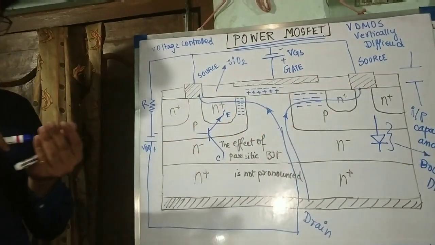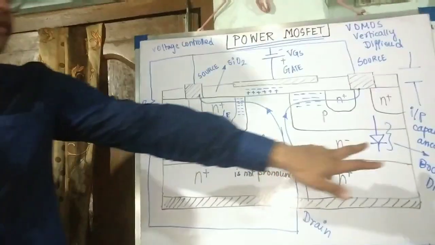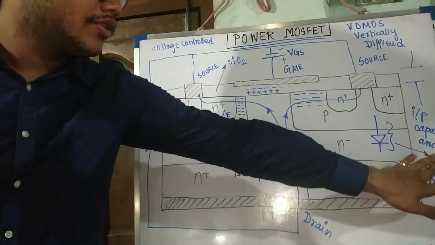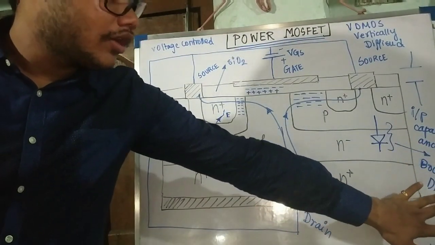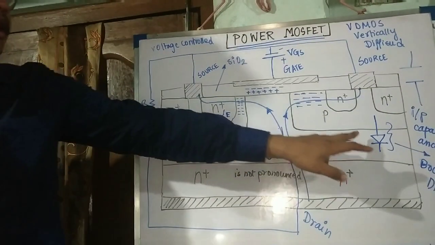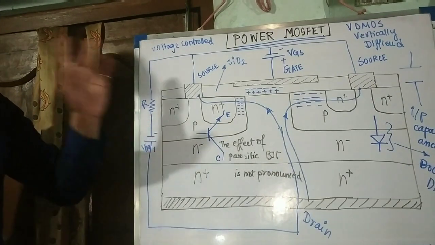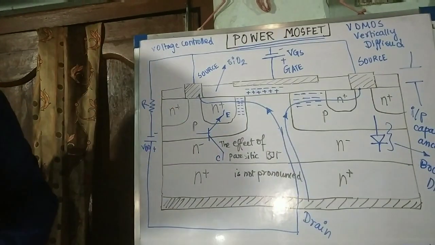So that's why the effect of the parasitic BJT is not there, but the effect of the parasitic body diode or antiparallel diode is there. So what are the characteristics? There is an antiparallel diode, and an input capacitance in a power MOSFET. See this concept also.